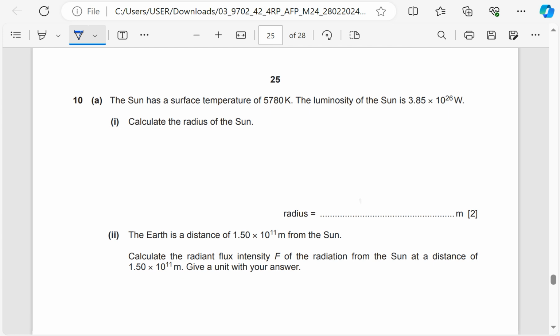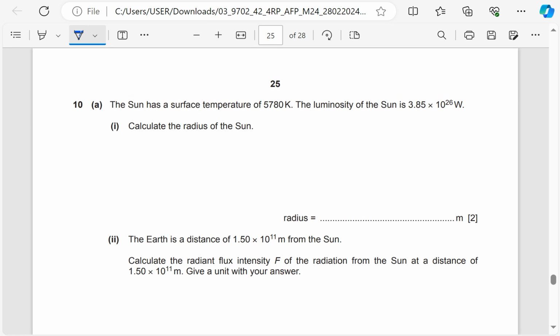Okay, the last question, I think this is going to be astrophysics and cosmology. The sun has a surface temperature of 5780 Kelvin. The luminosity of the sun, this is capital L, is 3.85 times 10 to the power of 26 watts. Calculate the radius of the sun. Of course, they gave us the Stefan-Boltzmann equation: L is equal to 4 pi r squared times sigma times T to the power of 4.